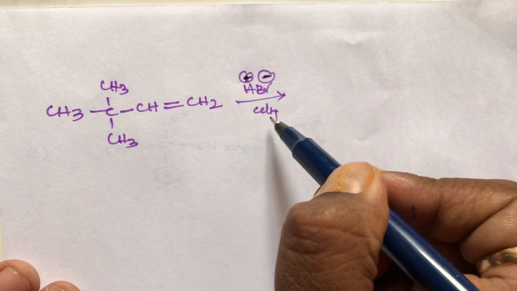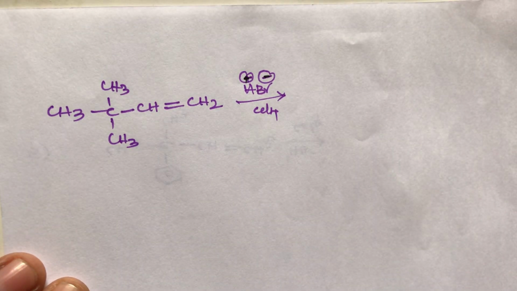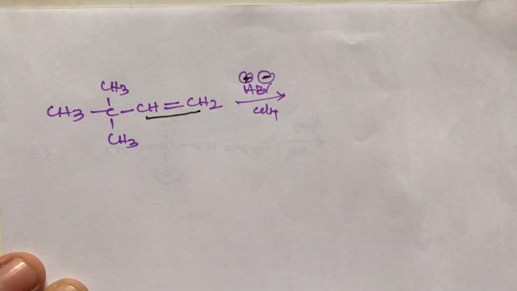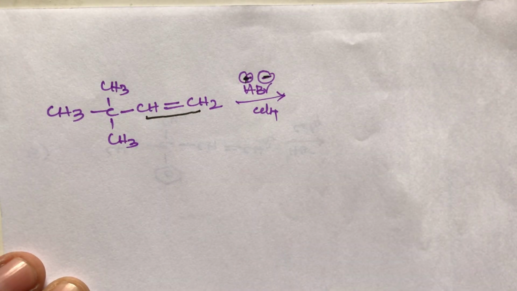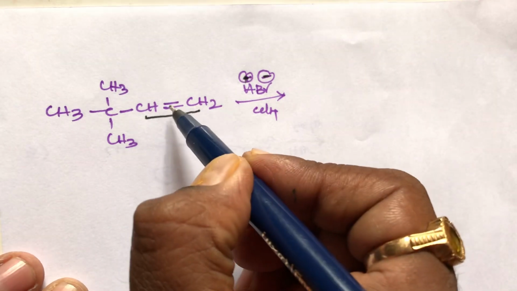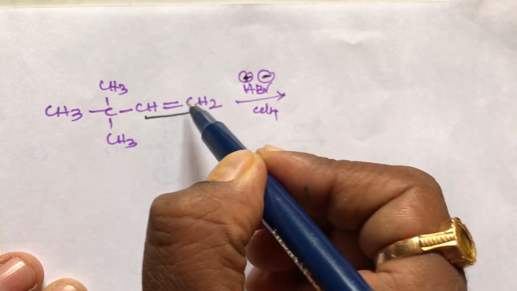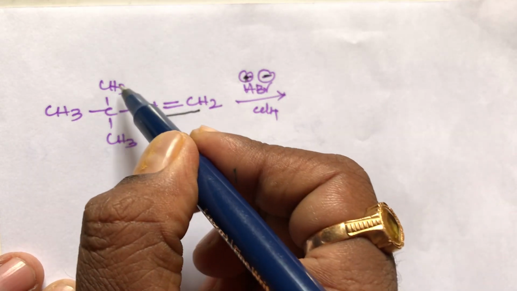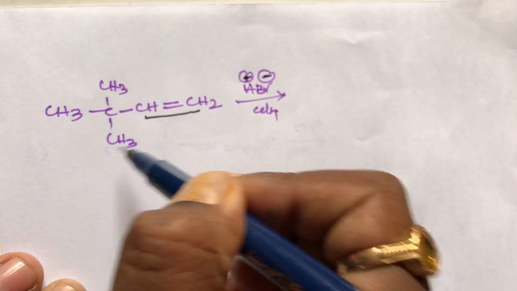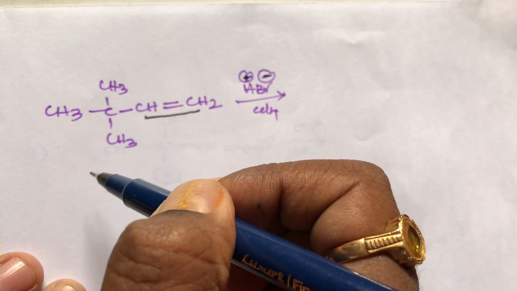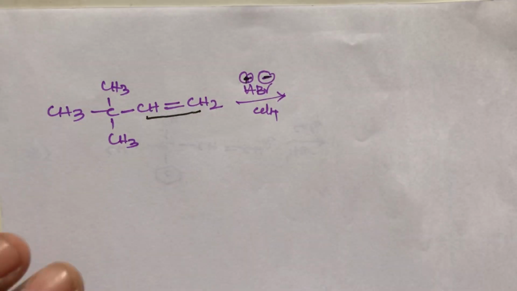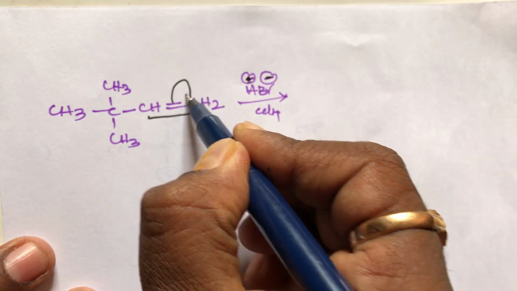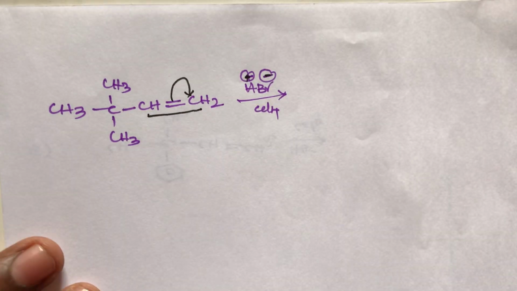In the presence of CCl4, that is a non-polar solvent. So here this compound having a double bond, double bonded compounds always undergo electrophilic addition. So here this double bond, one bond shifts towards the left side or the right side, and that depends on the left hand side. A tertiary butyl group is there. This tertiary butyl group is an electron releasing group. So that's why this bond shifts towards the right hand side.